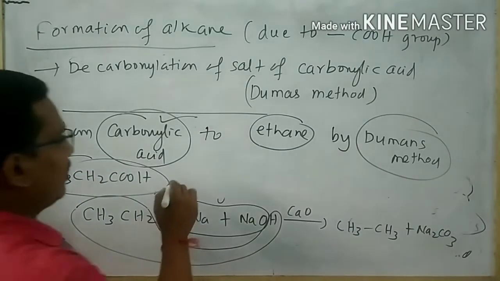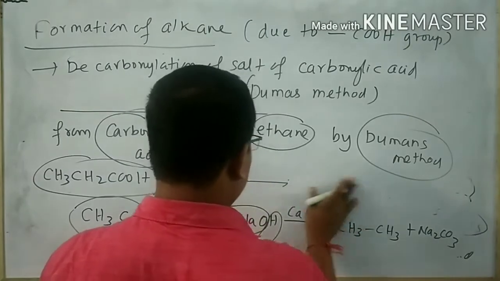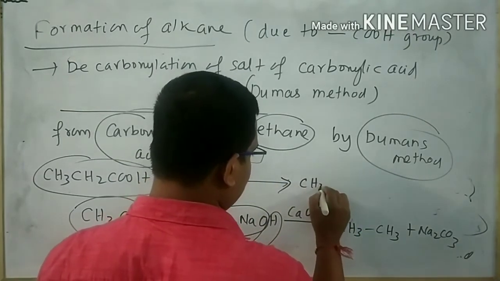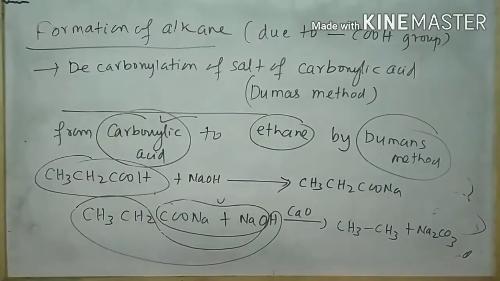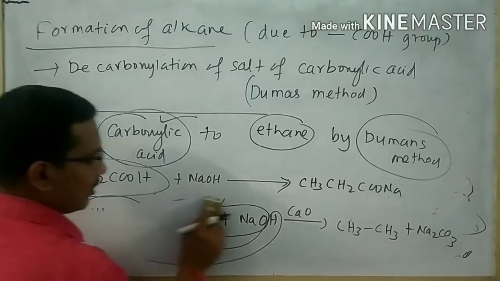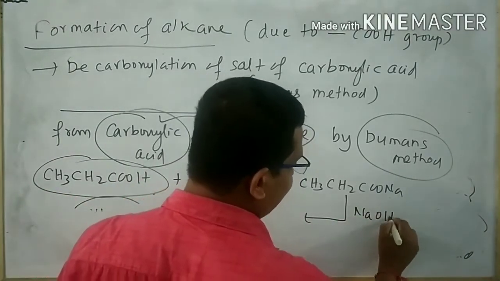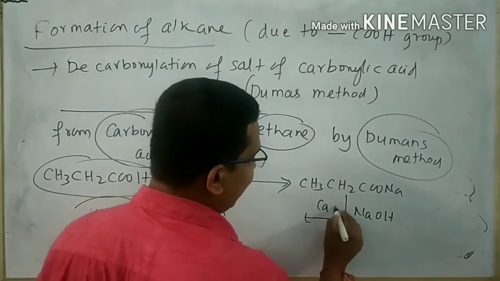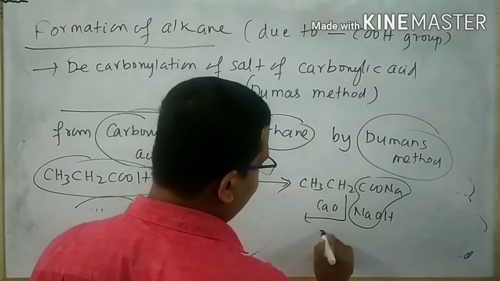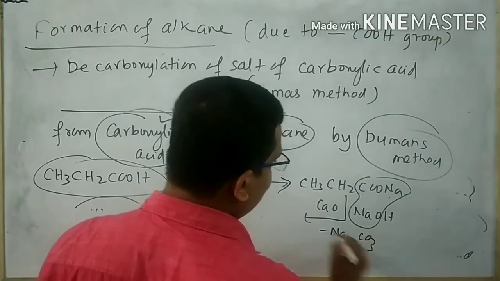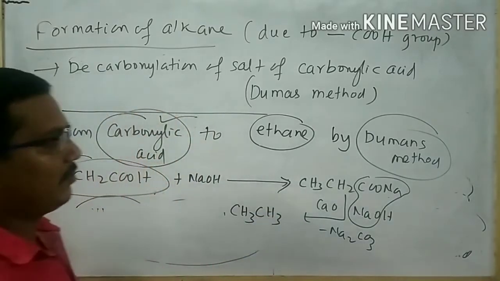At first, it is subjected to reaction with sodium hydroxide. Then sodium propanoate, that is your CH3CH2COONa, is formed, and this sodium propanoate is subjected to reaction with soda lime, NaOH and CaO. Then Na2CO3 is formed as the byproduct, and the rest is CH3CH3, that is your ethane, is formed.